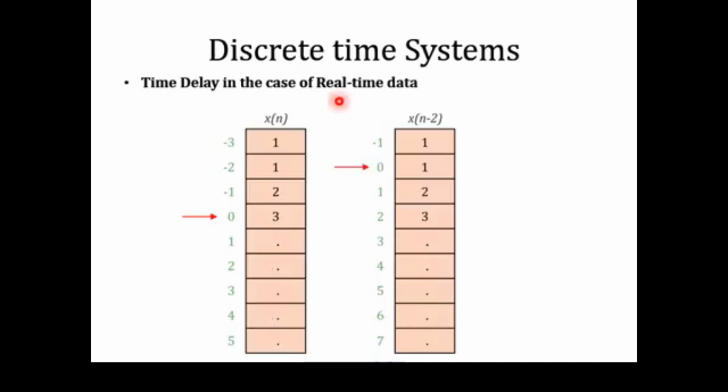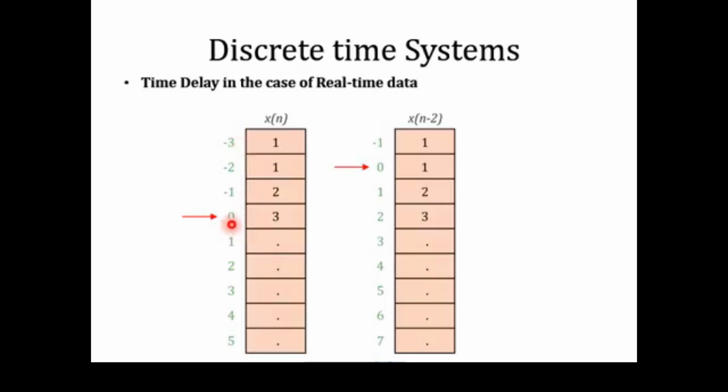Now let's consider the case of real-time data, where the whole data of x of n is not given because we are taking x of n in real time. To explain the idea of real-time data, here we have shown some sample values of x of n which have already been captured. Currently we are accessing this memory location where the sample value is equal to 3. With respect to this 0 index, these sample values will be treated as the previous values because they have been captured at indices -1, -2 and -3.